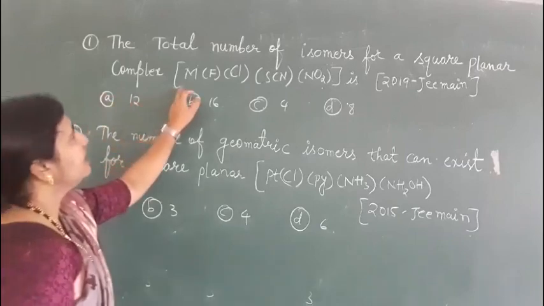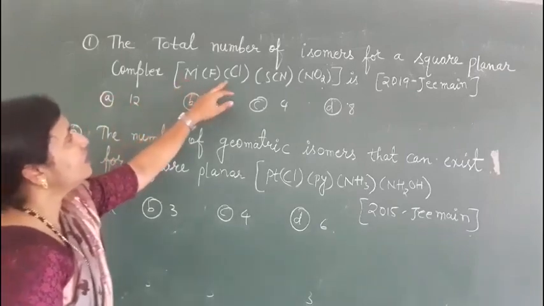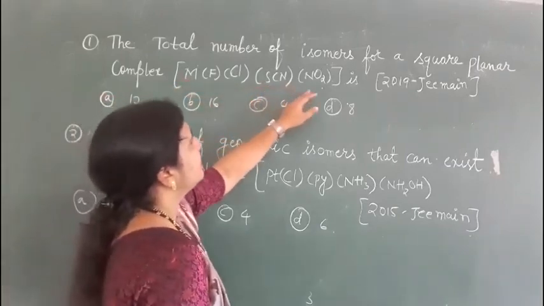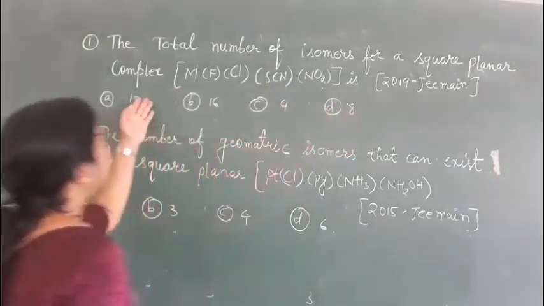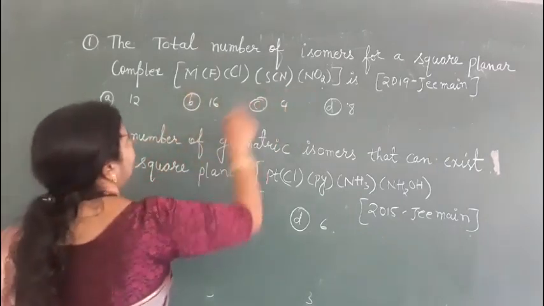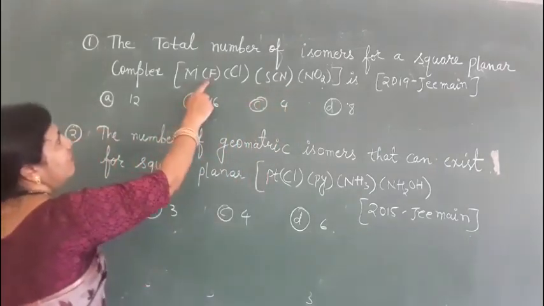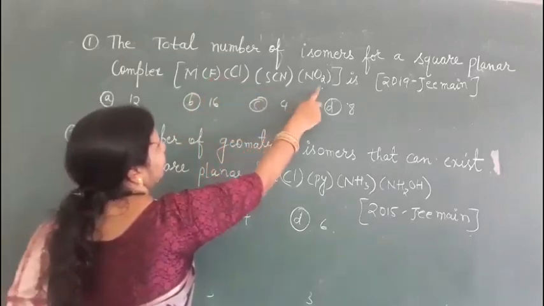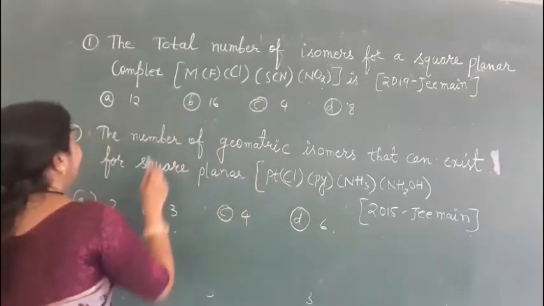A complex is given here. This is a metal with fluorine, chlorine, SCN and NO2 ligands. How many total isomers are there for a square planar structure? If you see this complex, we have 4 ligands: 1, 2, 3, 4. That means this is ABCD type.